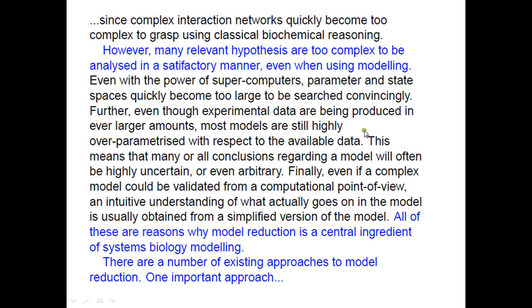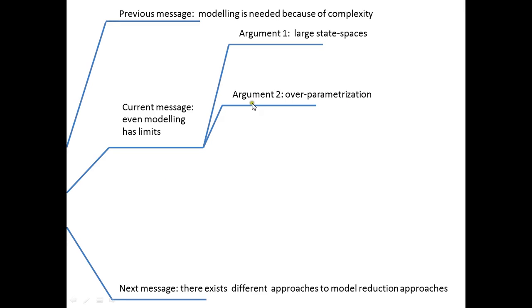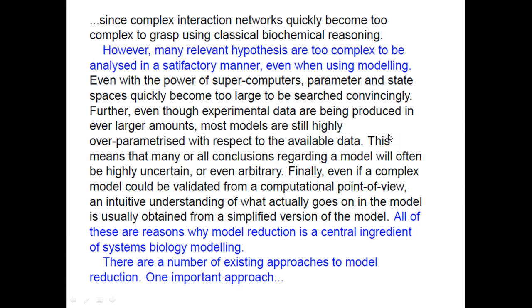The key to understanding that lies again in the first two words, which are: this means. Here, with further, it was saying, okay, I agree with you and I have something more. Here, this means is basically a clarification of this argument here. Over-parameterization means that many or all conclusions will be highly uncertain. So basically here we have the argument of over-parameterization, and this has a consequence, uncertainty. And then let's go back to the text again.